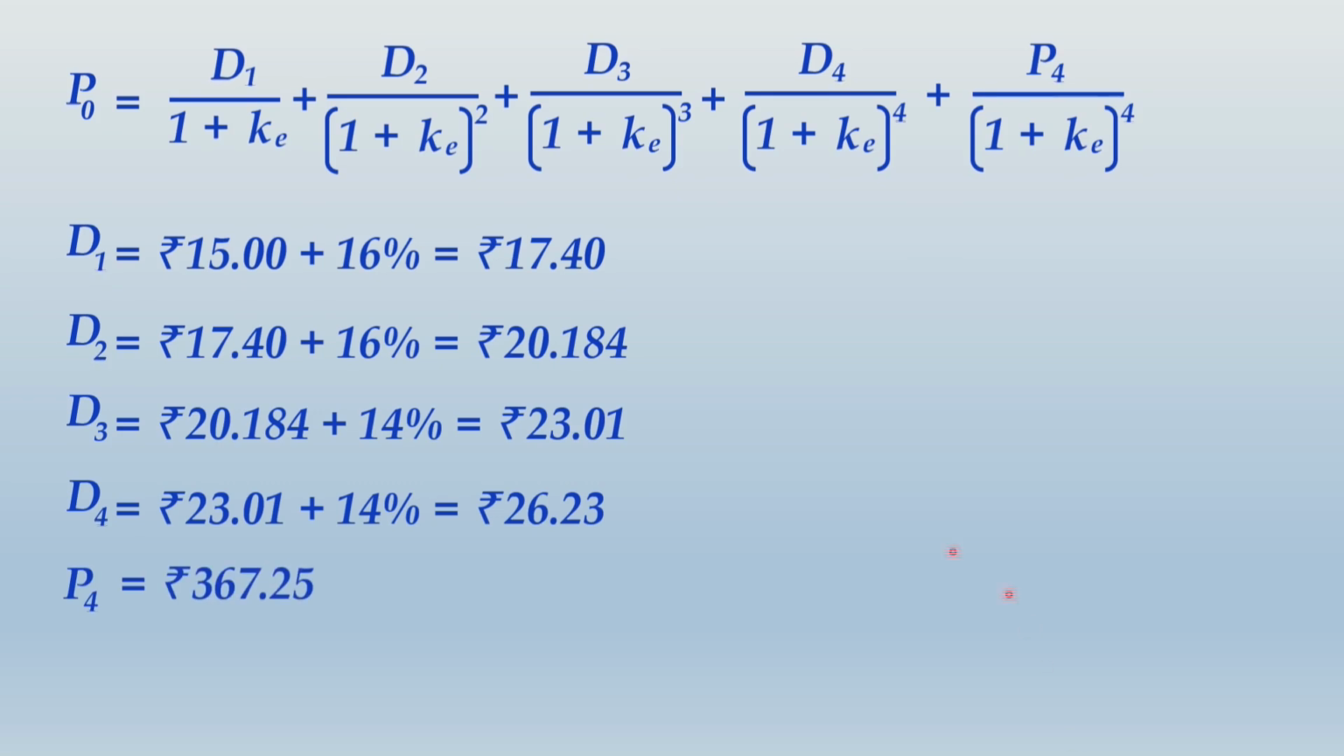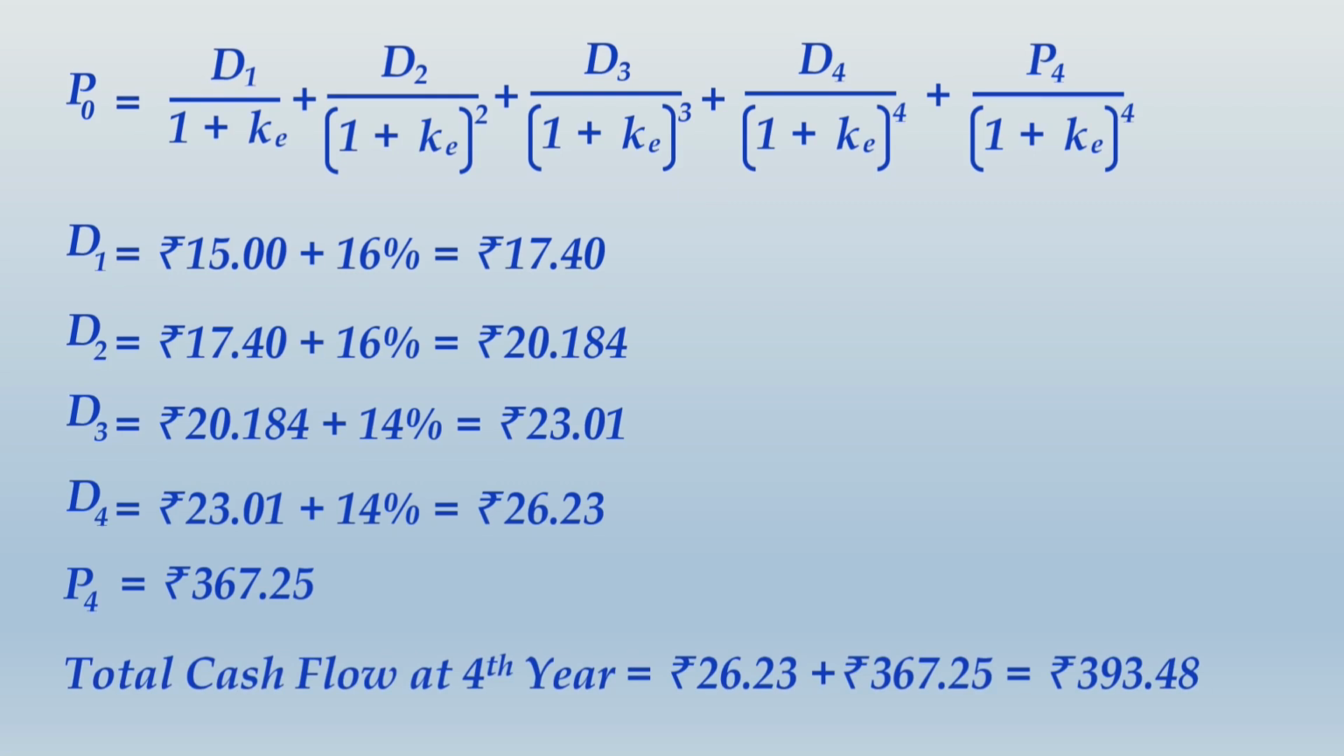Now do you notice one thing? D4 and P4, both of these will be cash flows receivable by the end of the 4th year. So the overall cash flow in the 4th year will be the aggregate of these two, which comes to rupees 393.48. So please write up this whole thing and then I take you ahead.